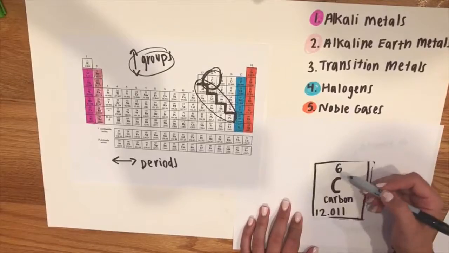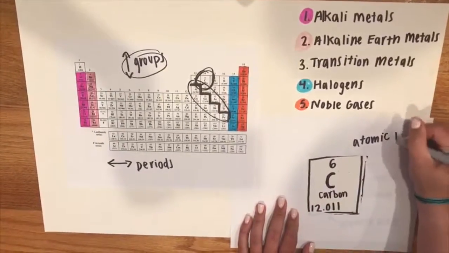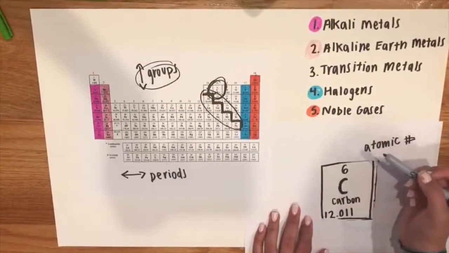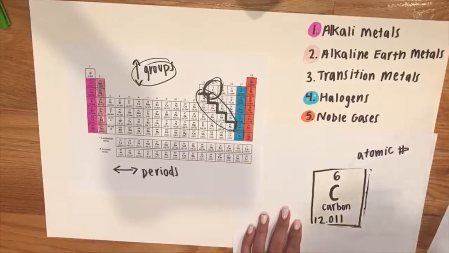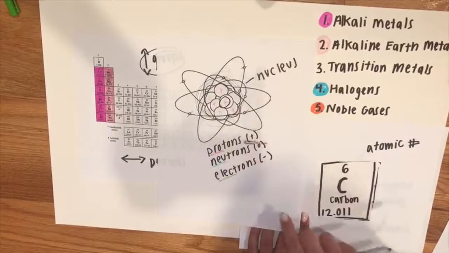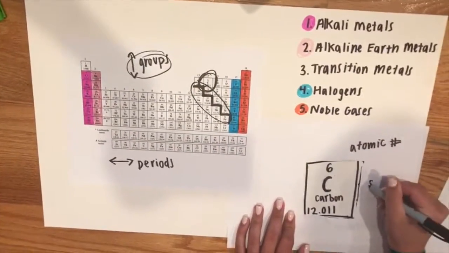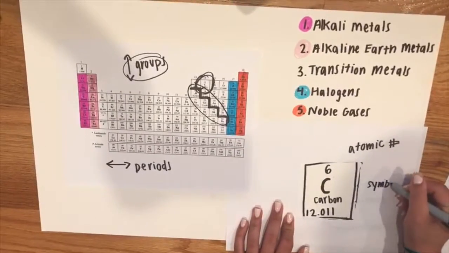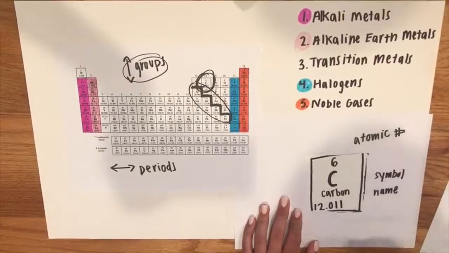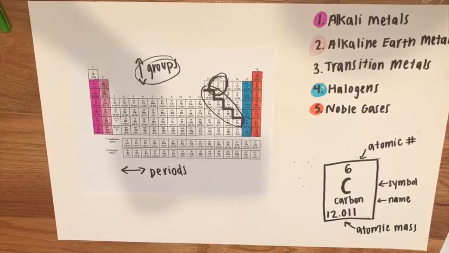The 6 over here is called the atomic number. The atomic number stands for the number of protons in the atom. So as you can see, the protons, these positively charged ones, are in the nucleus. Then the C is called the symbol. Carbon is the name. And the 12.011 is the atomic mass.